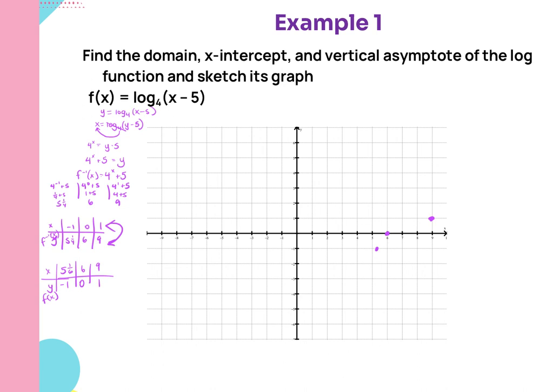Why is it 5 and 6? 5 1/4. I'm just making stuff up right now. 5 1/4. Then where is my vertical asymptote? Based on the original one, where's that vertical asymptote? X equals 5. So this makes perfect sense, right? My graph looks like this, and I would curve it up to the right.